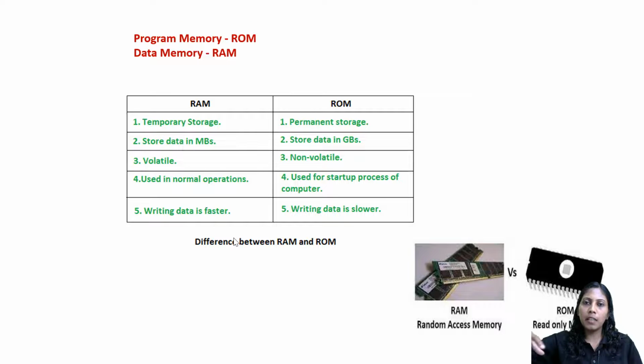But once it's done, once it's dumped to the controller, it will have permanent storage over there. Usually the stored data is in gigabytes. In controllers, usually you can see it will be in the order of megabytes. You can get this information from the data sheet of the particular controller you are using.